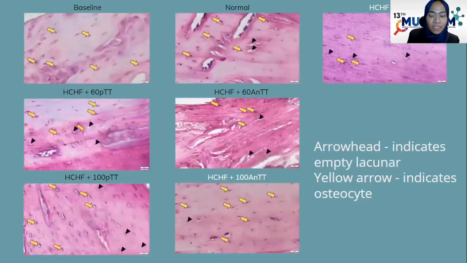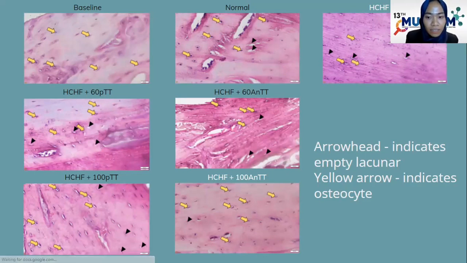All right, these are the representative figures from the H&E staining. Arrowhead indicates empty lacuna and yellow indicates osteocyte. As you can see, there are more osteocytes present in the HCHF plus 100 annatto tocotrienol and more empty lacuna present in the HCHF slide.